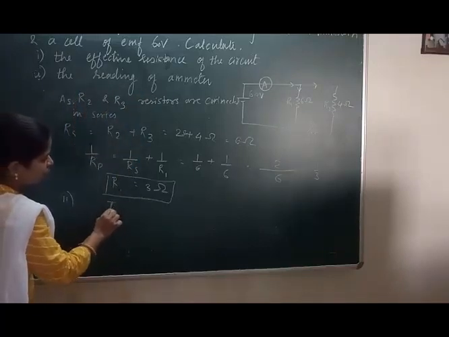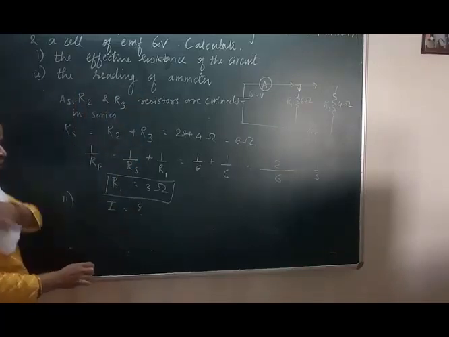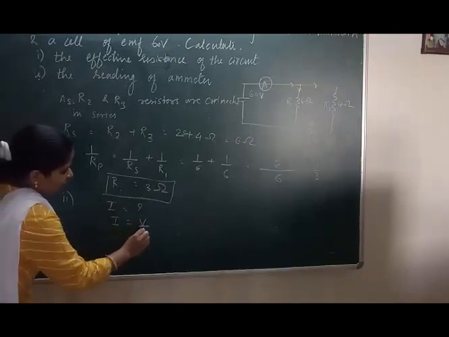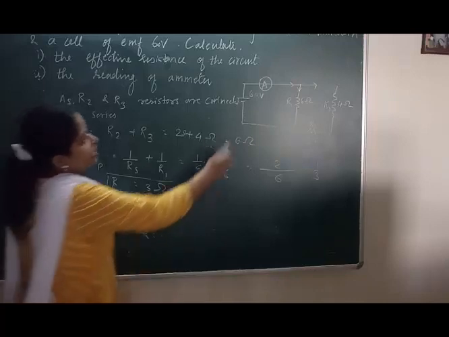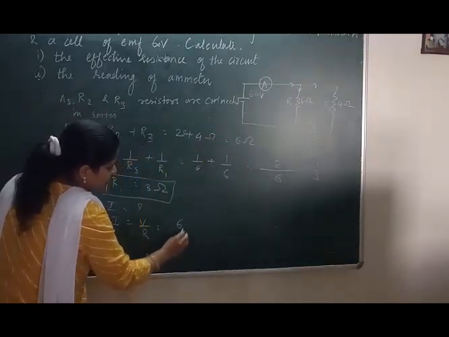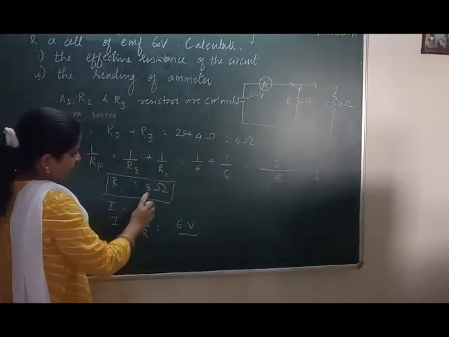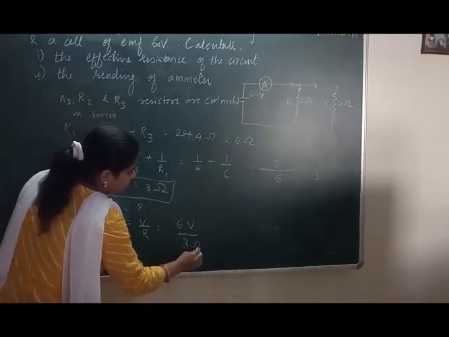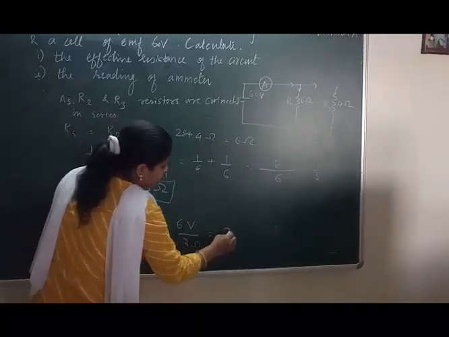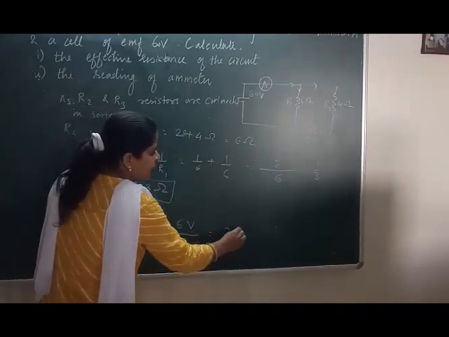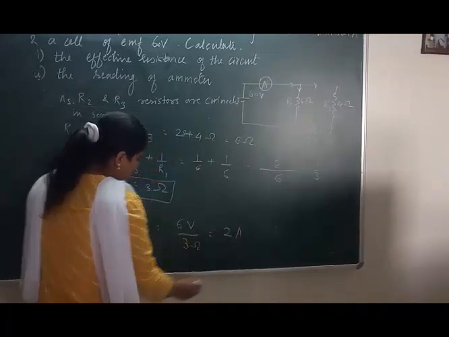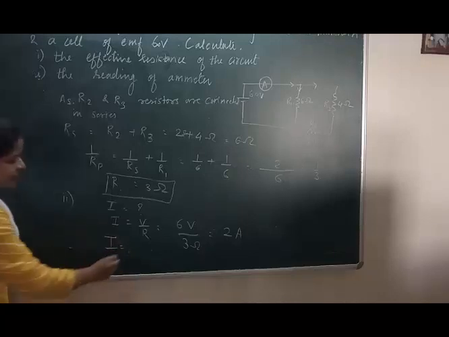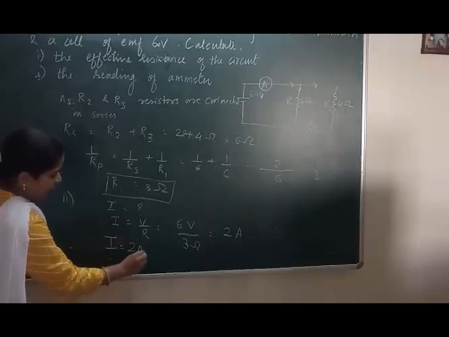So the reading of the ammeter we have to find out. According to Ohm's law, I is equal to V upon R. V is given as 6 volt and R is 3 ohm. When you solve it, you get 2, and the unit of current is ampere. So I, the current flowing, which is the reading of the ammeter, is 2 ampere.